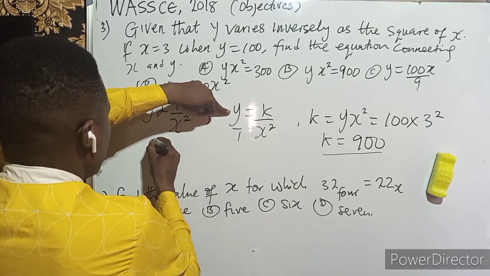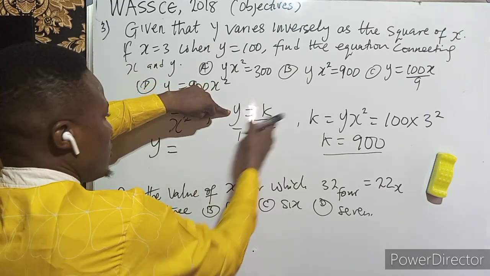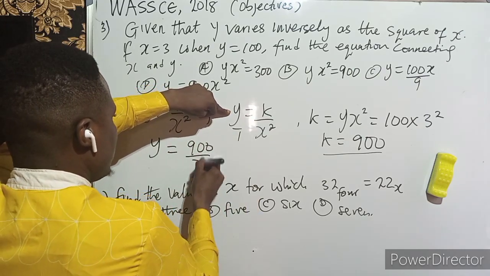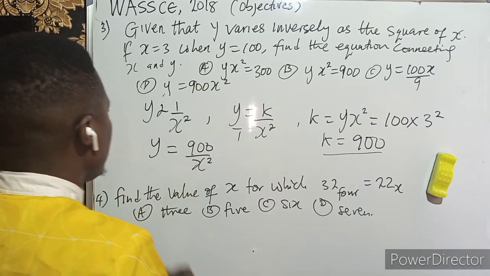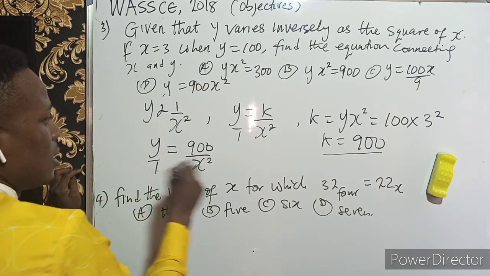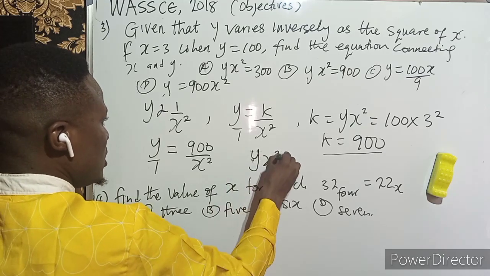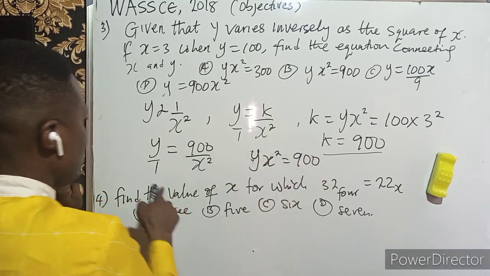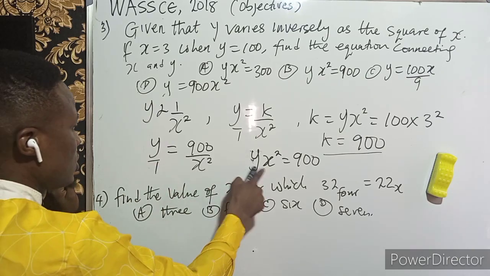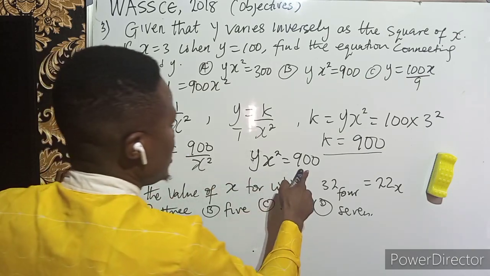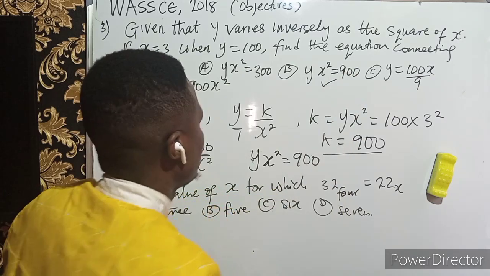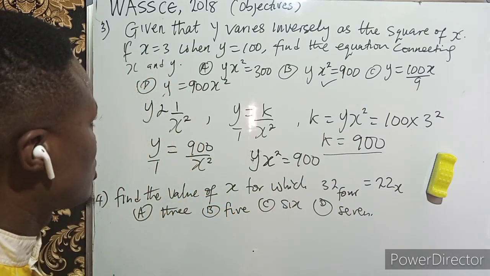Hence, coming here, I'll have that y is equal to, for k, 900 all over x squared. Then, if you cross multiply, you shall have that y x squared is equal to 900, because y times x squared is y x squared, and 1 times 900 is 900. So it's option B. So let's see the next question.